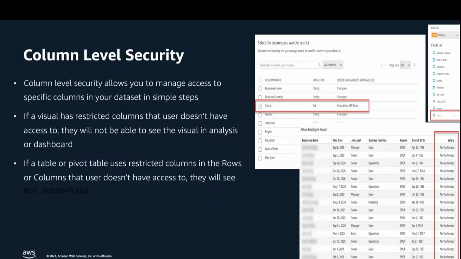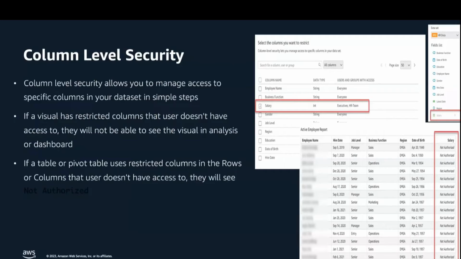Now, next up, and it's very similar to row-level security, but we can also leverage column-level security with our data sets. And we can do this to lock down access to specific columns within our data. So like row-level security, the 2 key benefits that come from leveraging column-level security are enhanced security as well as the ease of administration.